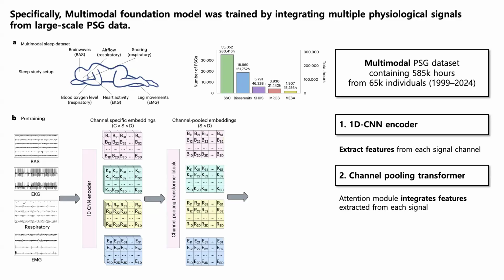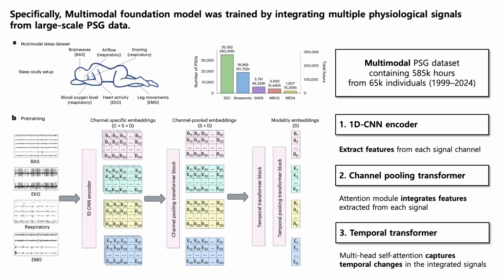After that, they use a transformer model, the attention module, integrating the features extracted from each signal. After that, they use the transformer block, and the temporal pooling transformer block is different. And then they use multi-head self-attention to capture the temporal changes in the integrated signals.